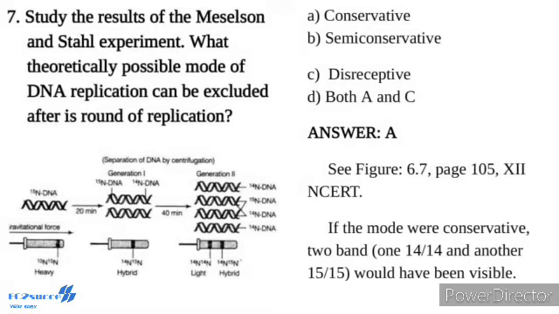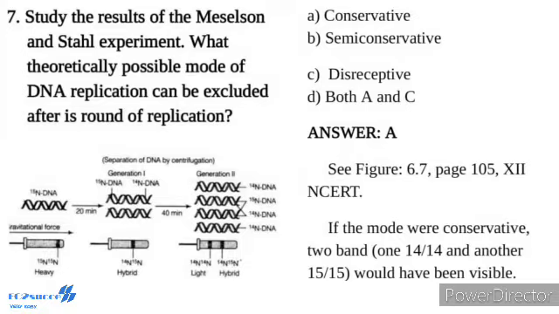Question number 7. Study the results of the Meselson and Stahl experiment. What theoretically possible mode of DNA replication can be excluded after one round of replication? Shown in the diagram, Meselson and Stahl experiment. It is now proven that DNA replicates semi-conservatively. It was shown best in Escherichia coli and subsequently in higher organisms such as plants and human cells.